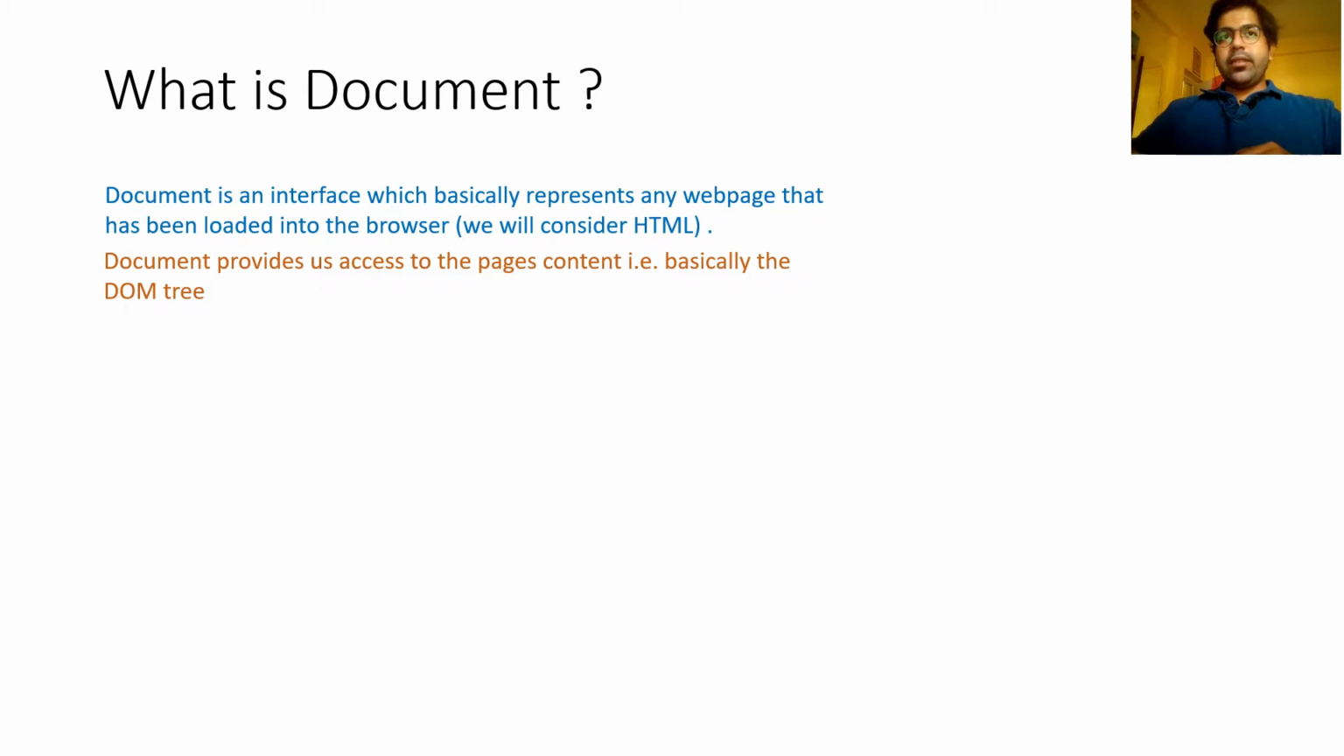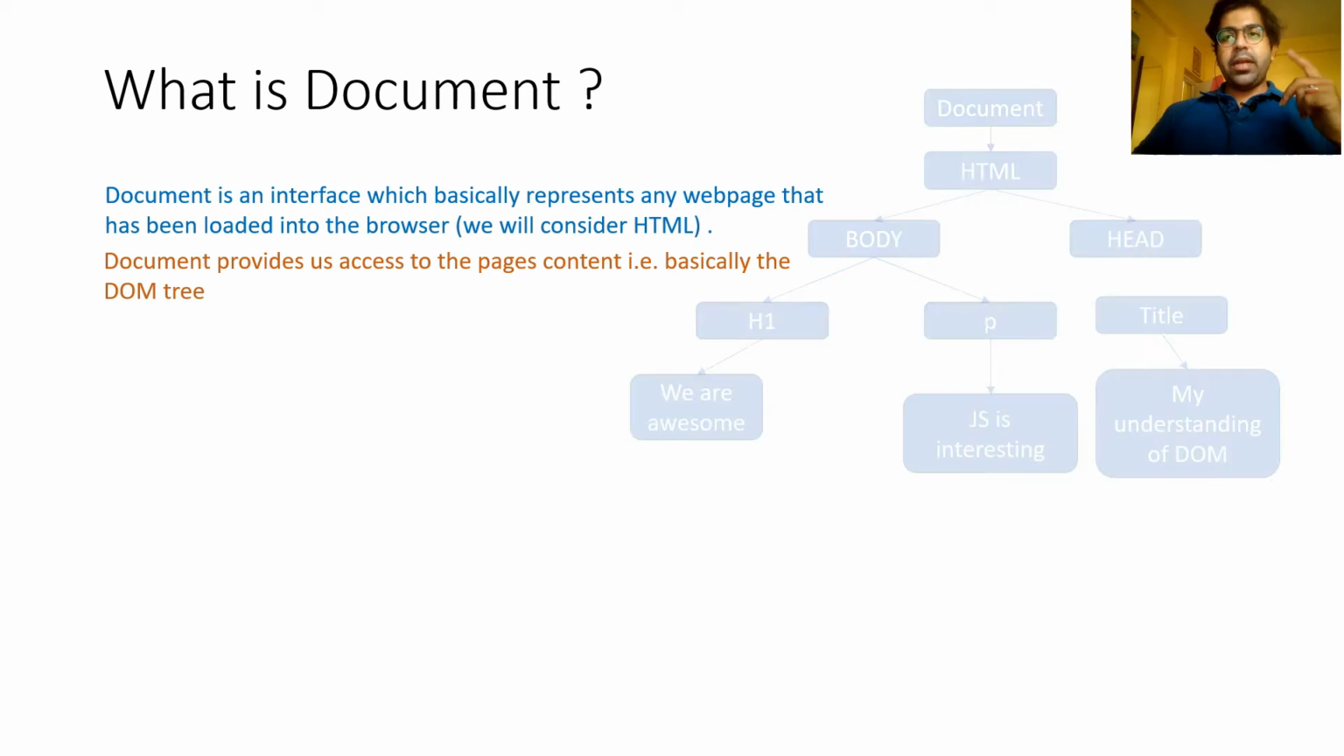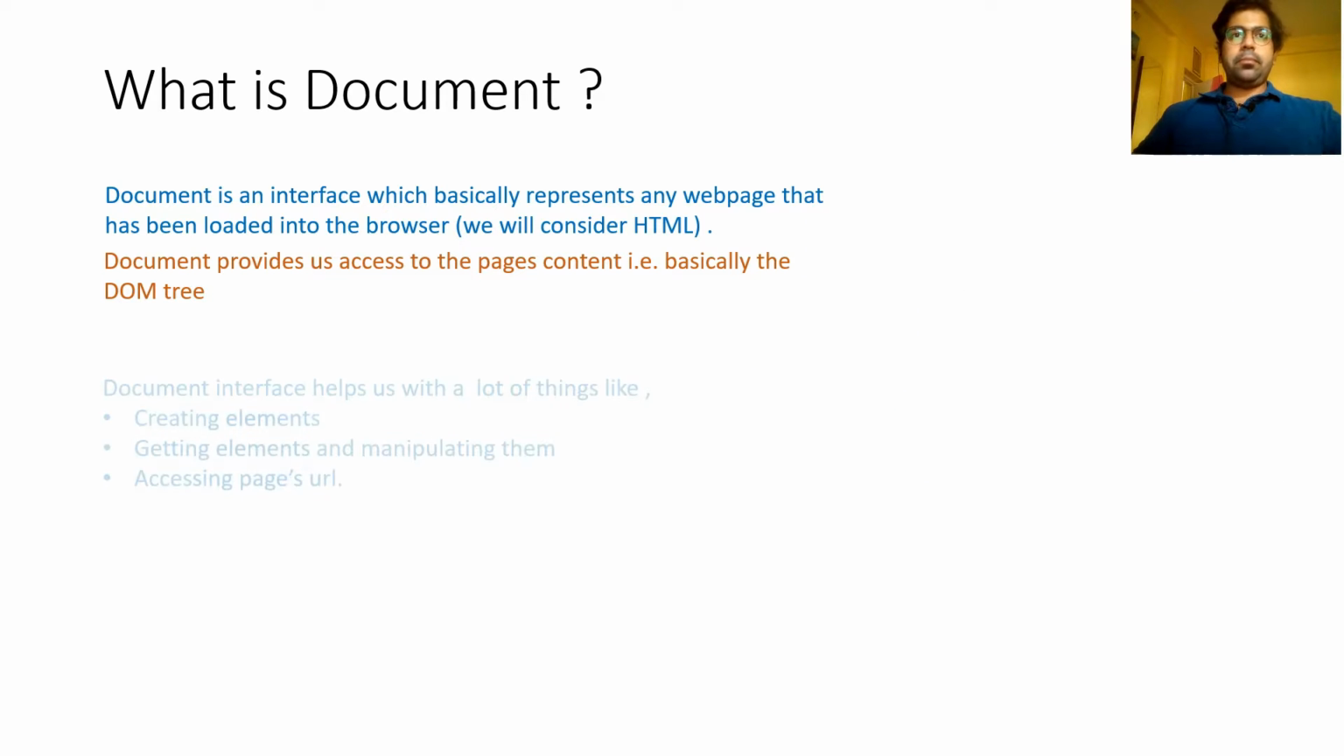The document provides us access to the page, that is basically the DOM tree. The page that gets loaded on the web browser is parsed into a DOM tree, just like we saw right now. Right? It looks like something like this. So it gives us access to the page's contents, which is basically the DOM tree.